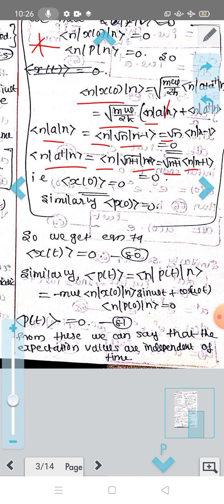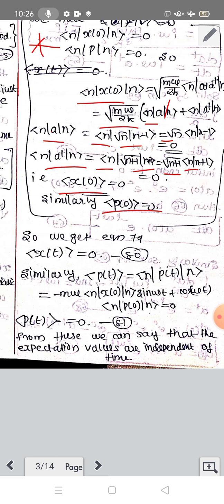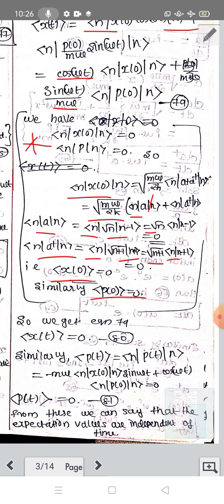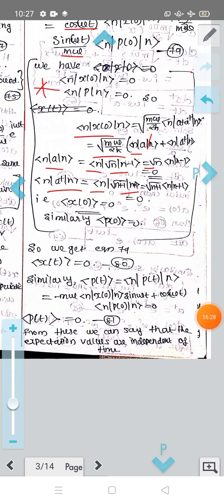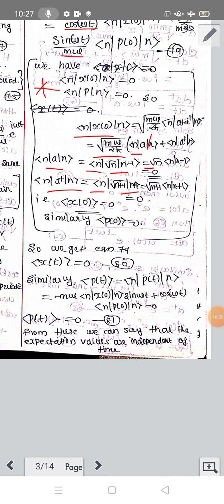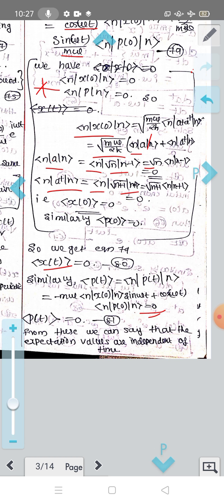So we get the expectation value of x of 0 is 0, and similarly the expectation value of p of 0 is 0. That is why I am writing this as 0. So equation 79 becomes the expectation value of x of t is equal to 0. Similarly, the expectation value of p of t is also equal to 0. So from this we can say that the expectation values are independent of time.